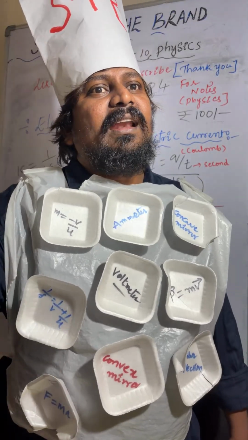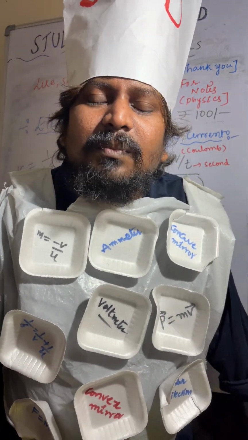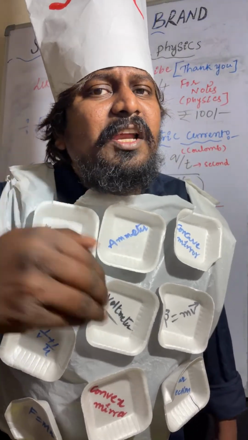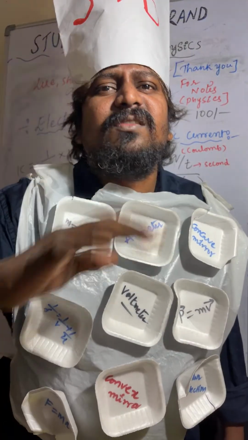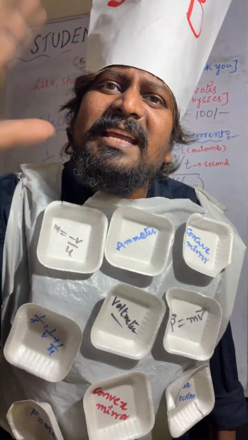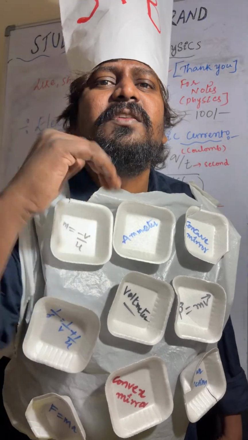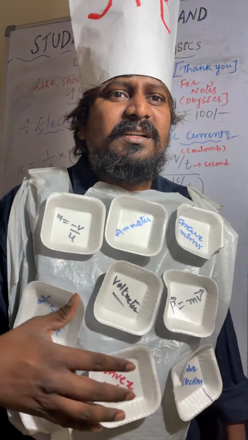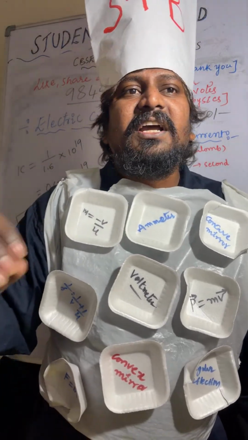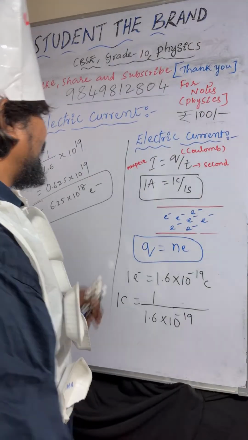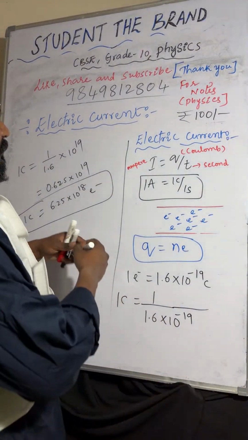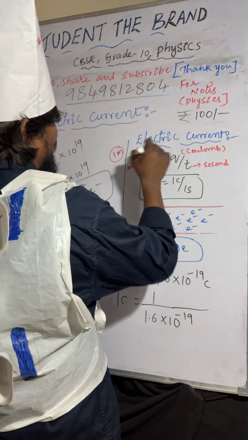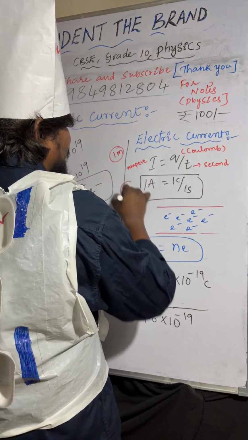In 1 coulomb, how many electrons are present? 6.25 into 10 power 18 electrons. Are you understanding or not? How important it is? Very important, so keep in mind. A 1 mark question can be expected from here, and 1 mark can be expected from the definition.